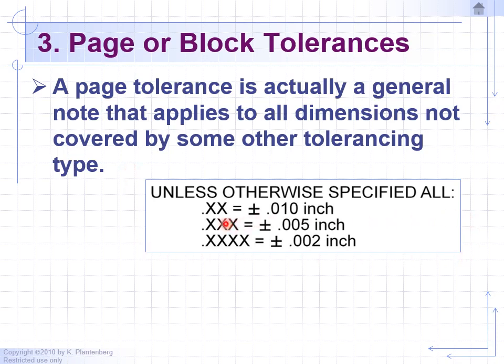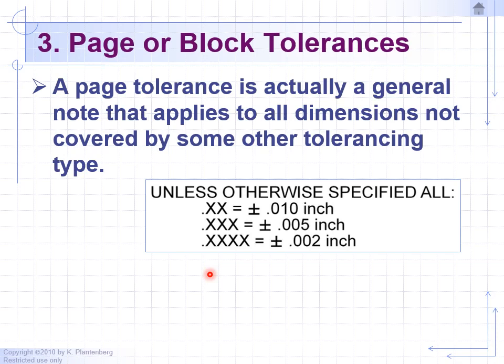So the machine shop will look at your dimension. Let's say you have 1.00. That's 2 decimal places, so they'll go to this note. They know they can be off by plus or minus 0.010. If your dimension is 1.000, 3 decimal places, then they'll apply a tighter tolerance of 0.005 inches, which is about the thickness of a hair.